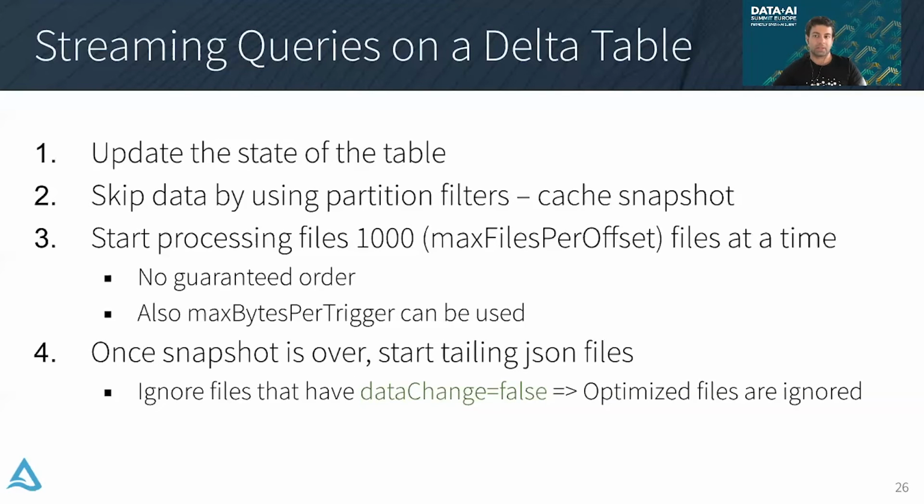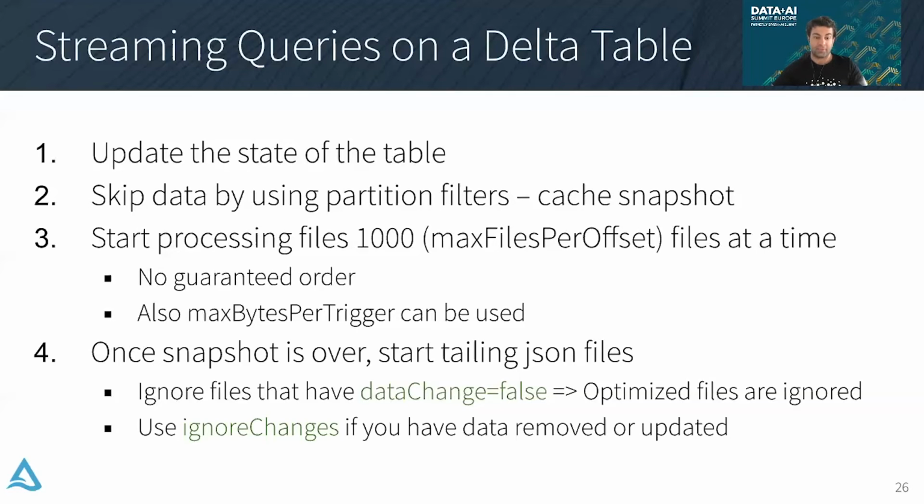So if you compact your data, you won't actually reprocess duplicate records. If you actually delete data from your source, you might be using merges, or you might be deleting data due to GDPR or whatnot. Since Spark streaming does not know how to propagate deletes downstream, you'll face an error. And you can set ignoreChanges to actually process all the files that have been committed or changed as part of that transaction, and ignore the fact that some records may have been deleted.